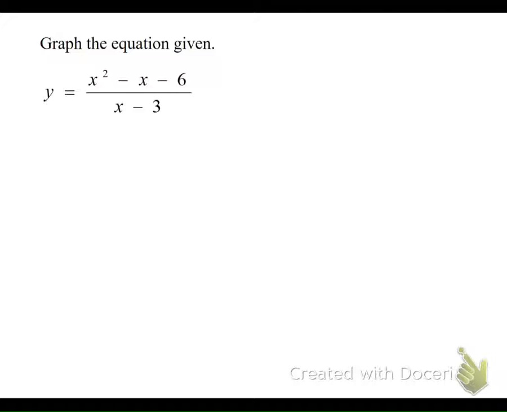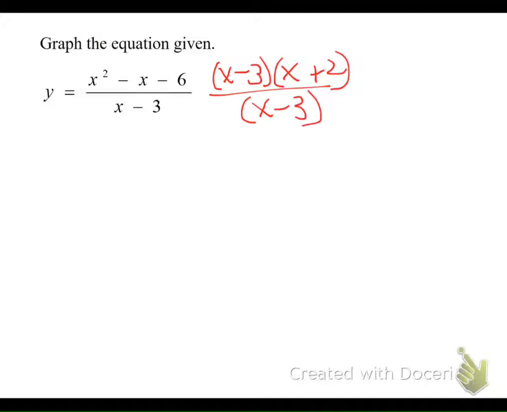Okay, so to graph this, maybe it would help. And again, this is an Algebra 2 topic, but it's a lot easier than you think. To graph this, try factoring it and then see if maybe you can remember how to do it. The numerator would factor into x minus 3 times x plus 2. The denominator is still an x minus 3. And now those x minus 3's cancel. Maybe that gives you a hint.